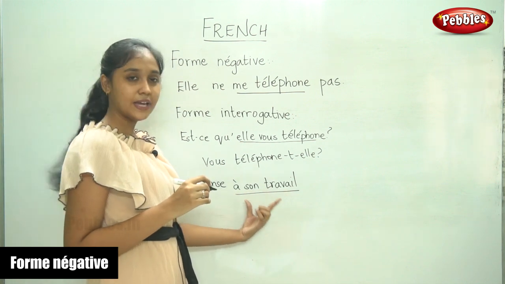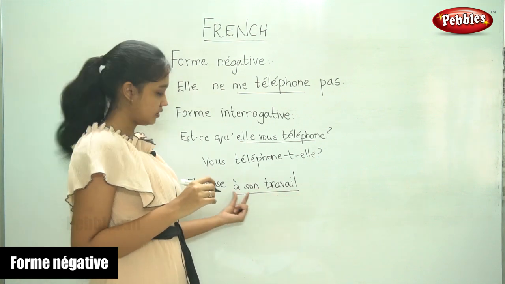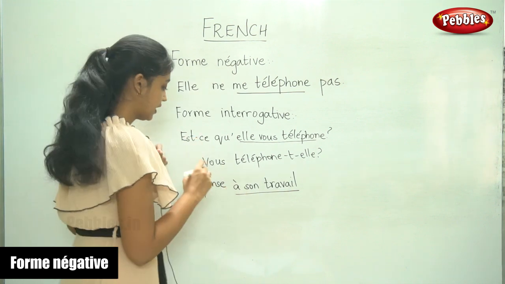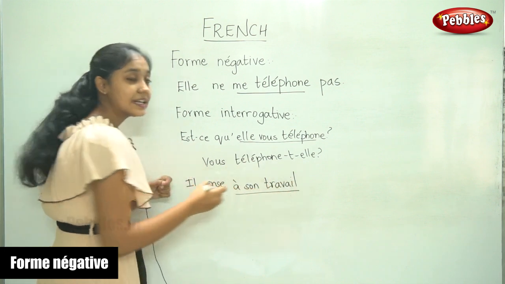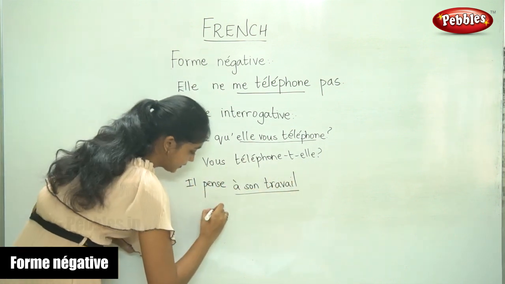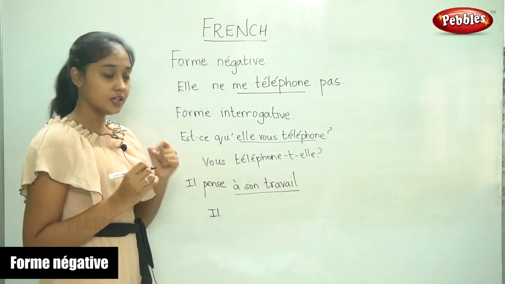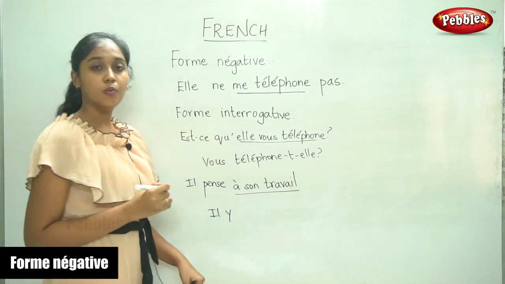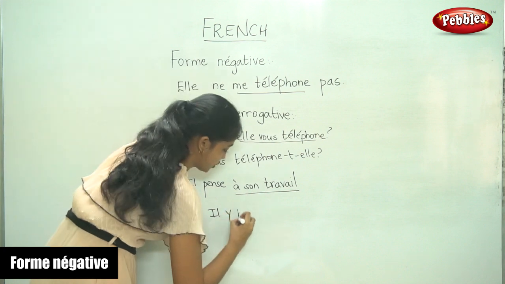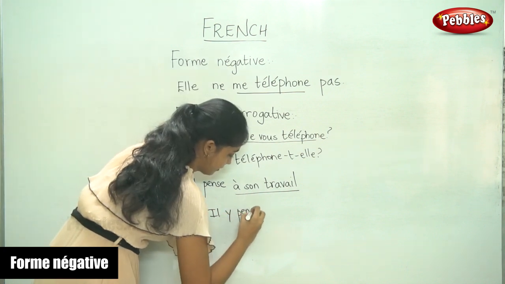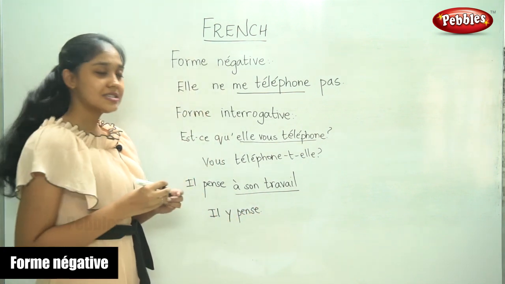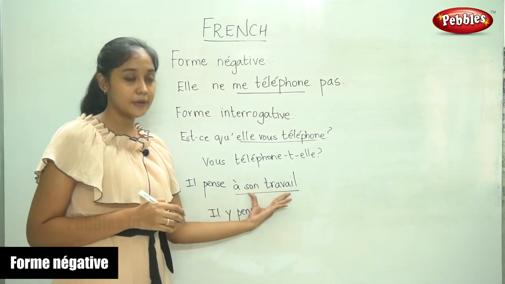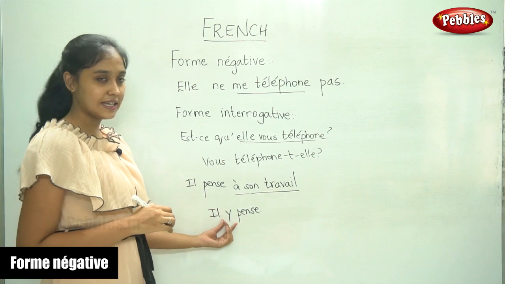Now, here we have the noun preceded by the preposition à. Since this is the name of a place, the pronoun we use is y. Il y pense. This is because it is the name of a place. So this is an exception.